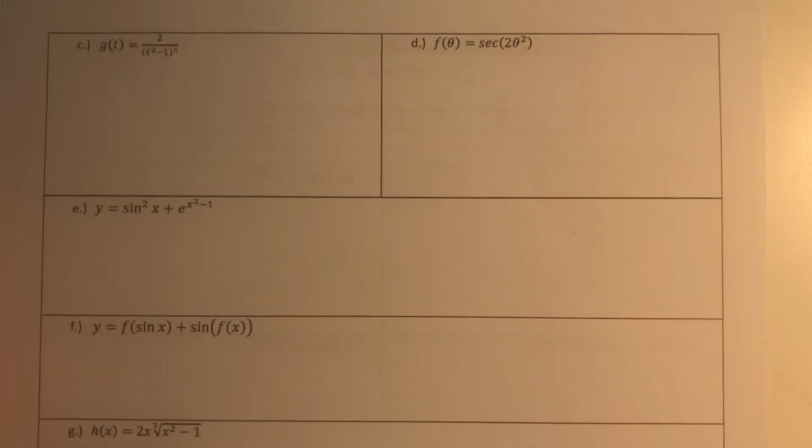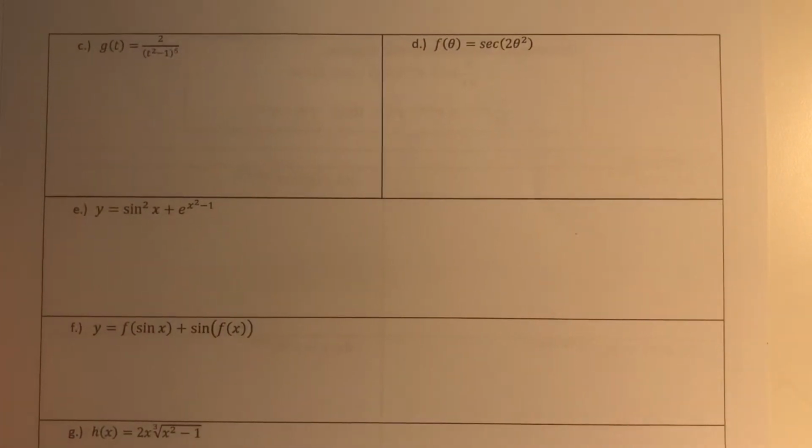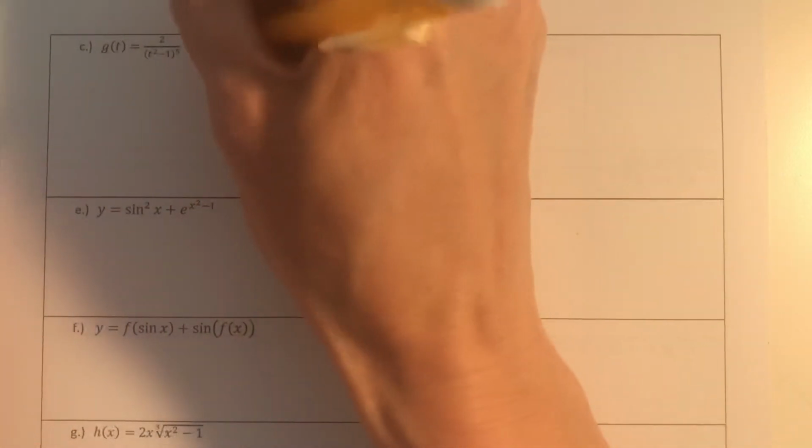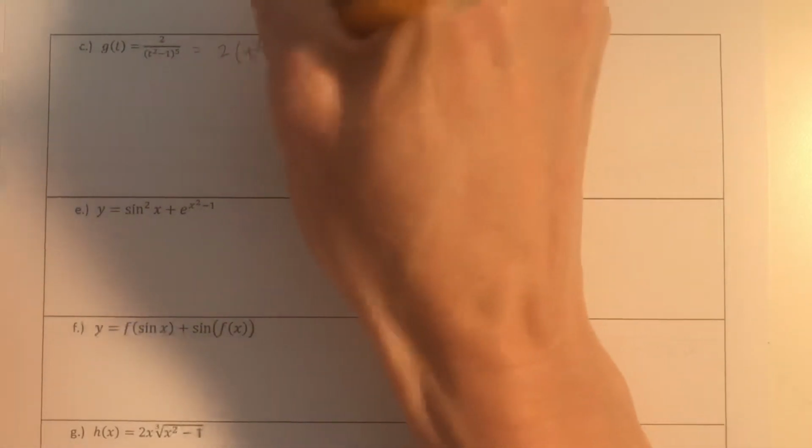This is section 3.4 continued. I am on page 4. Part C says to take the derivative as the directions on the previous page. And I'm just going to go ahead and rewrite this as 2 times quantity t squared minus 1 to the negative fifth.